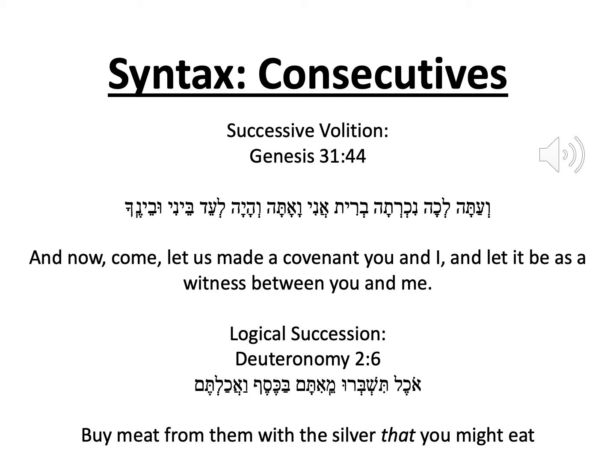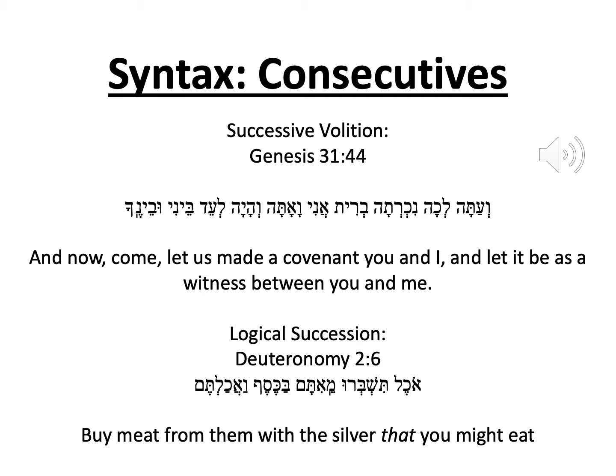Two final usages of the vekatal to note often come after volitionals, so that we might have a successive idea, that is, that the vekatal, or the conversive or consecutive vav on the qatal perfect, continues the action of the volitional. So here in Genesis 31:44, we have a cohortative, nikrata, let us make, let us cut a covenant, and vehaya, let it be, as a witness between you and between me.